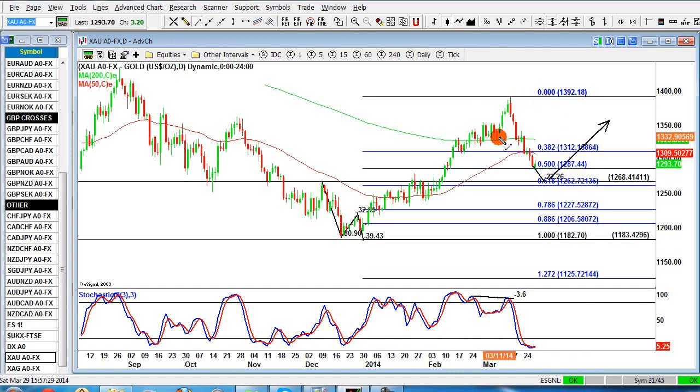Target really is back up to the 1400 level, which is a more than healthy reward to risk on that trade. So gold is one I'm watching carefully, monitoring over the next week or so for this zone just down here, the 1262 to the 1268 area. And again, remember, price action is all important as well, so it'll be interesting to watch that over the next week or two.